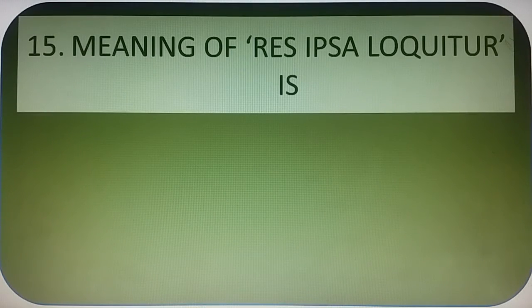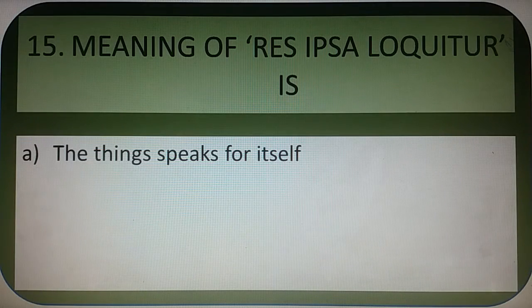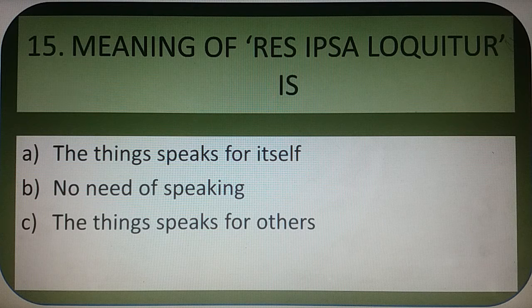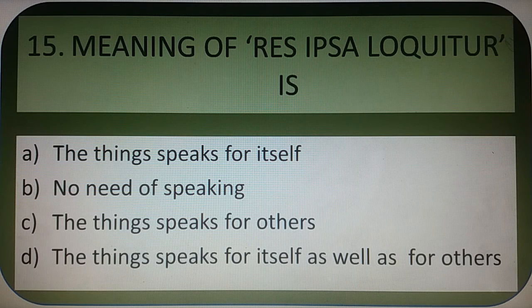Next, the meaning of res ipsa loquitur is A, the thing speaks for itself, B, no need of speaking, C, the thing speaks for others, and D, the thing speaks for itself as well as for others. And the correct answer is A, the thing speaks for itself, because the presumption of negligence is there. Here the proof of accident is prima facie evidence of negligence.